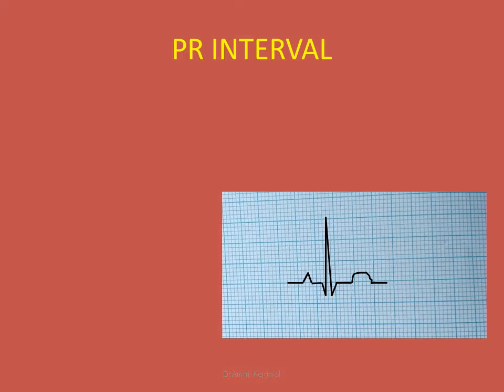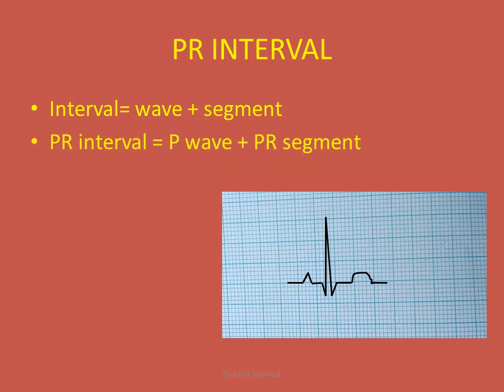Now coming to the PR interval. An interval, as per definition, is equal to wave plus segment. PR interval is equal to P wave plus PR segment. So here is the beginning of the P wave and here is the beginning of the QRS complex. And the duration is 0.12 to 0.2 seconds. So here is the PR interval. Over here you can see this blue line.